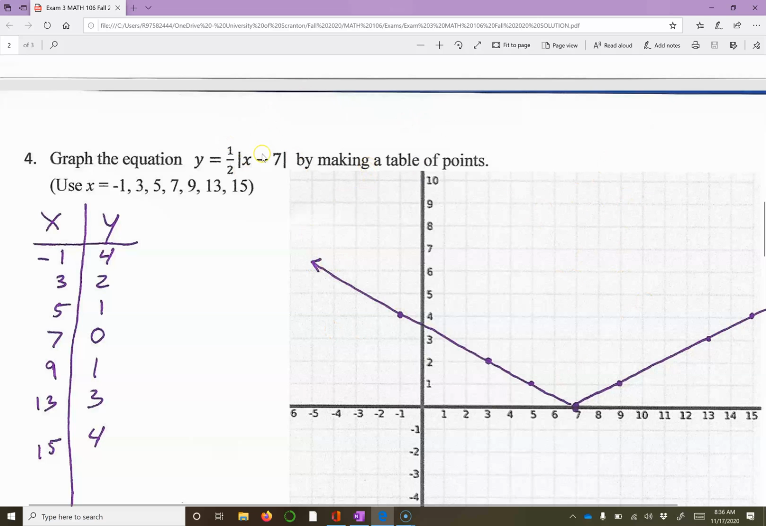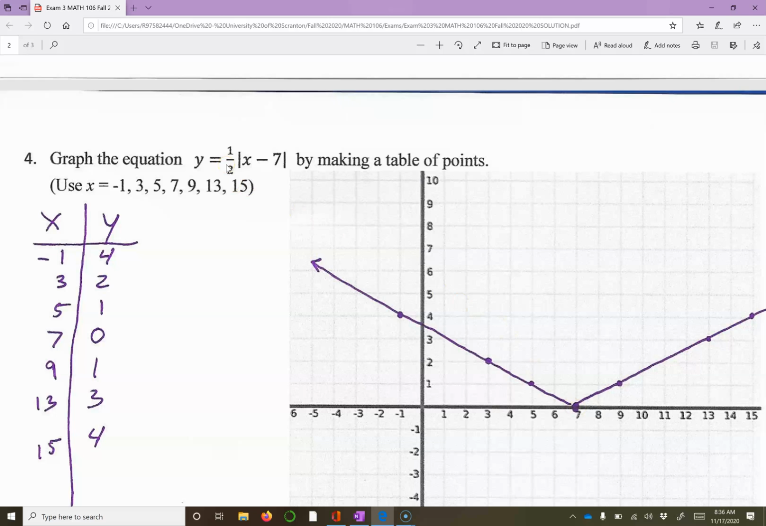And if you remember, just as a nice review, section 2.7 was on transformations. So x minus 7 is a horizontal shift to the right 7 units. So you're going to see that instead of starting at the origin, we start at (7, 0). And the 1/2 means it's going to widen, or stretch out. So this was kind of a horizontal shift problem.